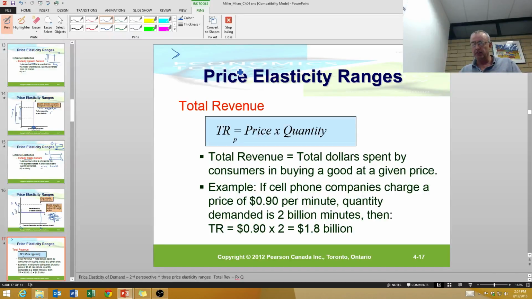So that's what this next little section is, looking at the effect on total revenues. And when we speak of total revenues, it could be either the total revenues of a particular company, or it could be the total revenues of a particular industry. It could be either one.